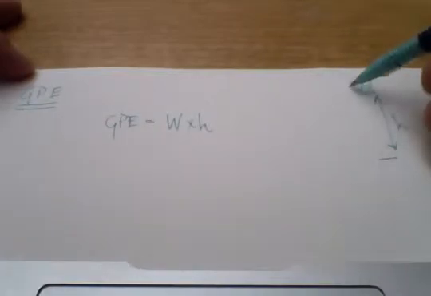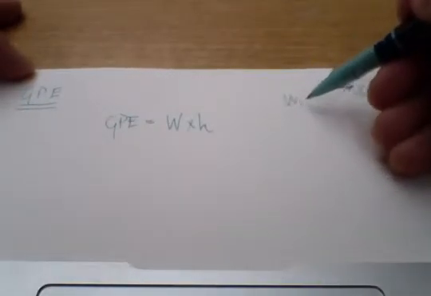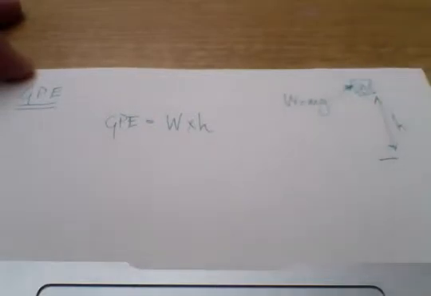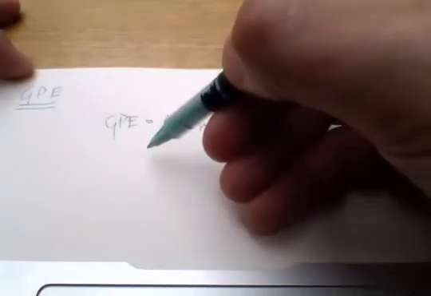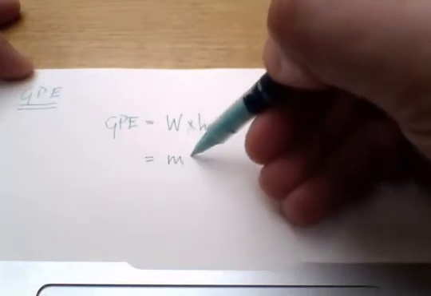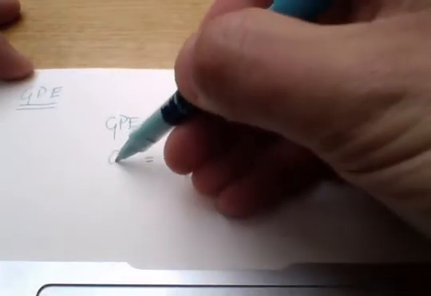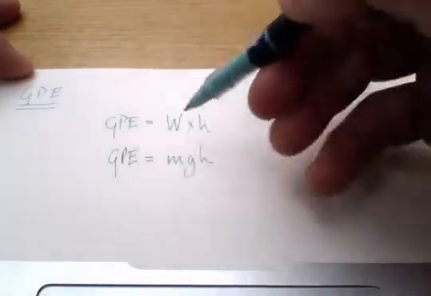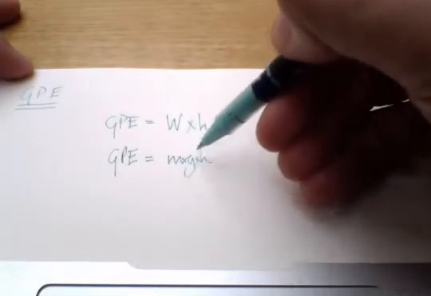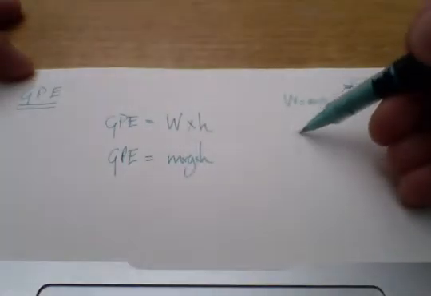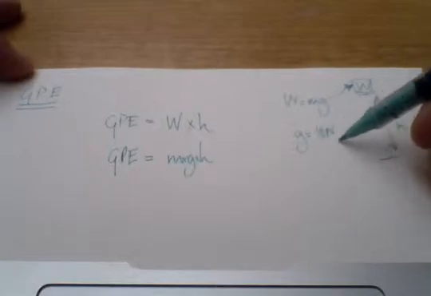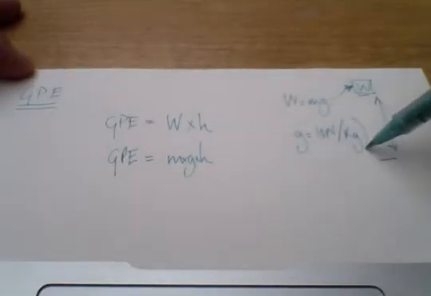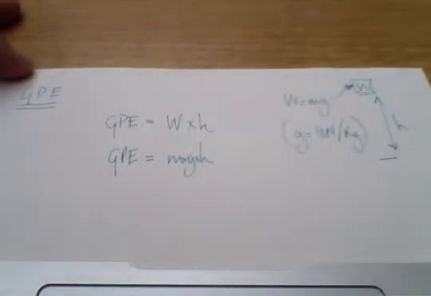Okay, great, but in the first revision session, we knew what the weight was. The weight is the same as the mass times the gravitational field strength. So really the GPE could be rewritten as mgh: the mass times the gravitational field strength times the height. Of course, g on Earth is 10 newtons for every kilogram.